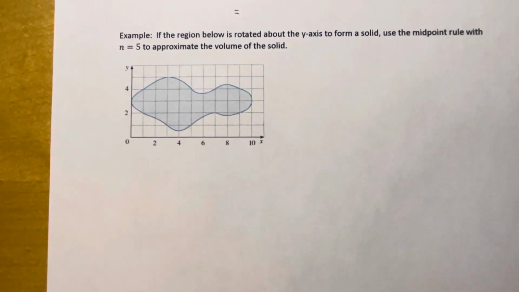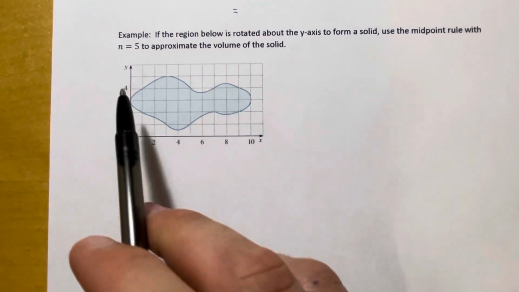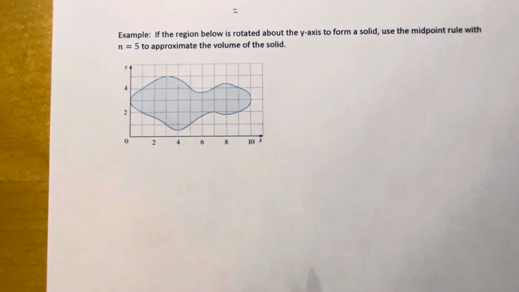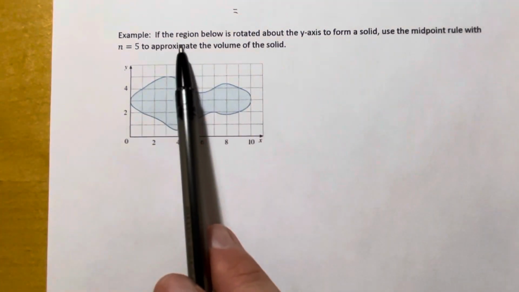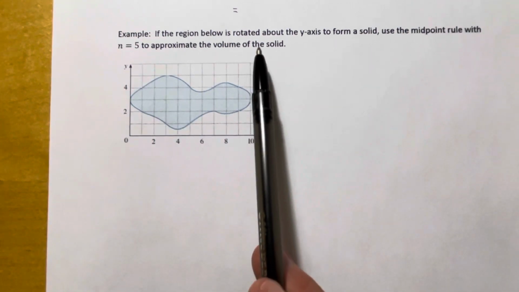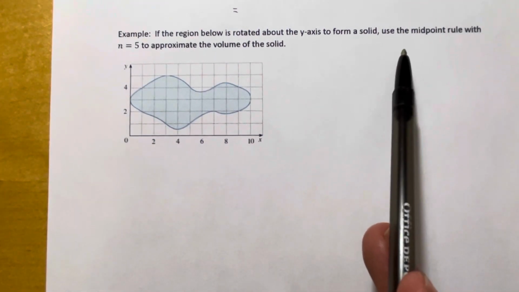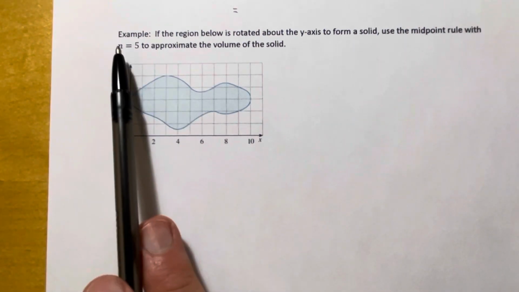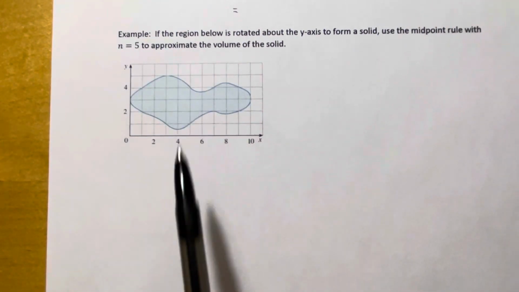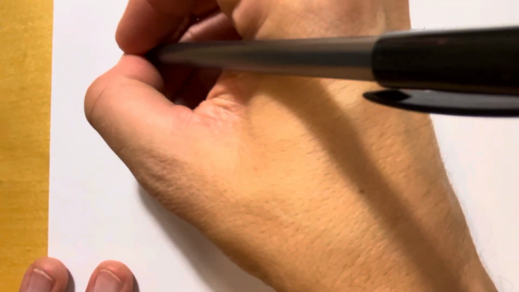This is an interesting problem because we're given a region, but we're not given any functions that tell us what this region is bounded by. Instead, it says we have this region below, and we want to rotate it about the y-axis to form a solid of revolution. And we're going to use the midpoint rule with n equals 5 to approximate the volume of that solid. Okay, so here is the axis of rotation.